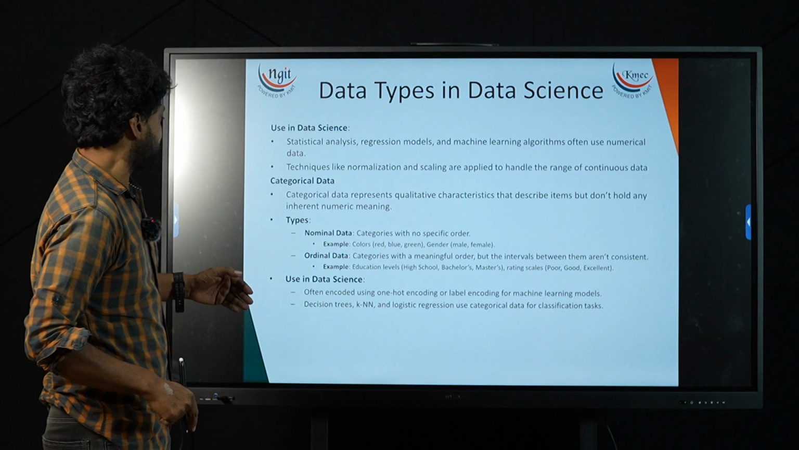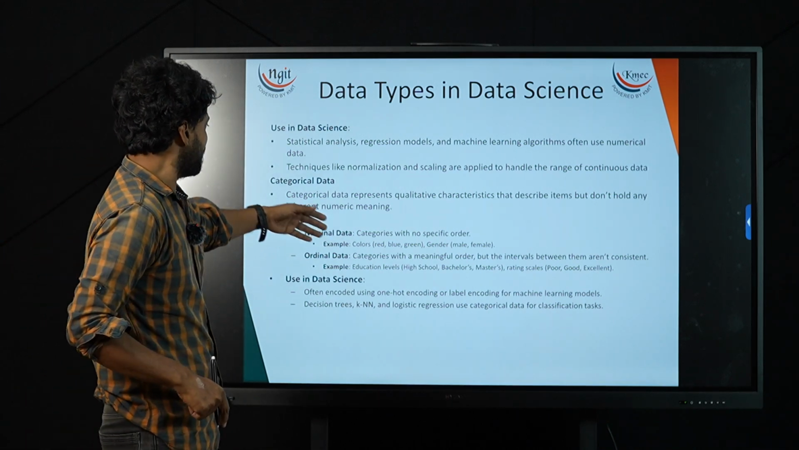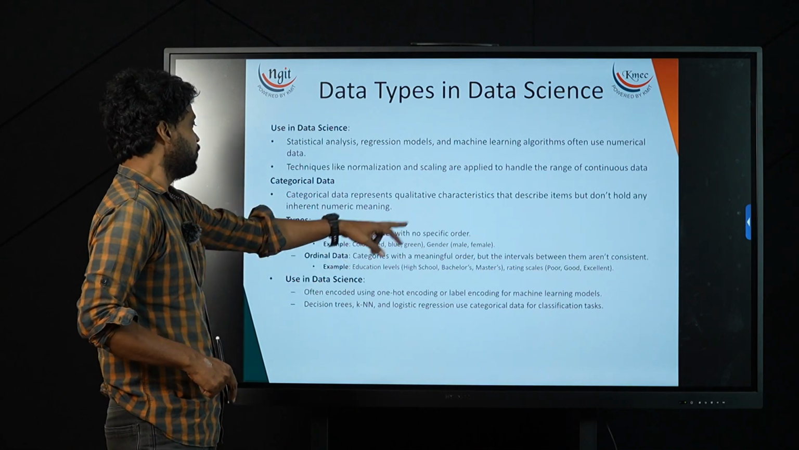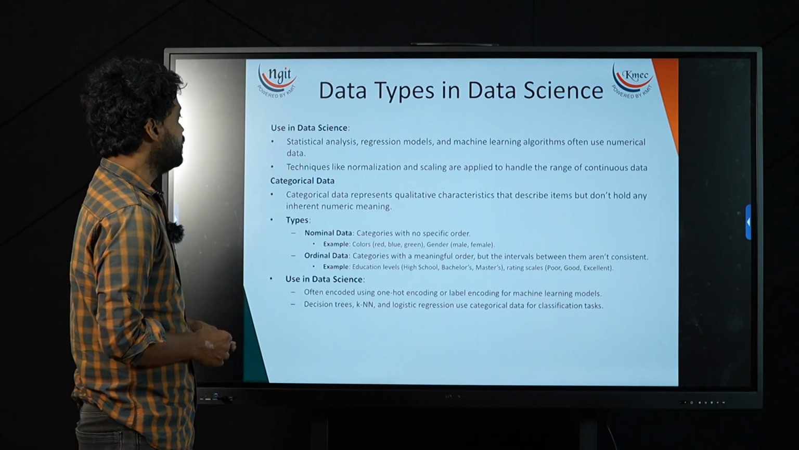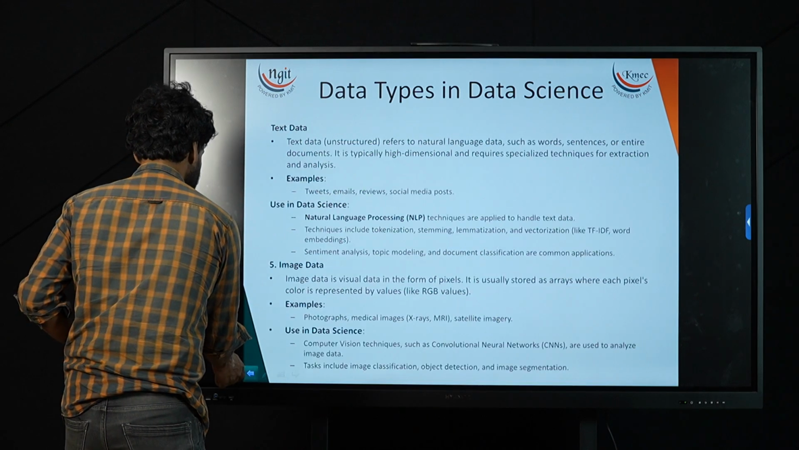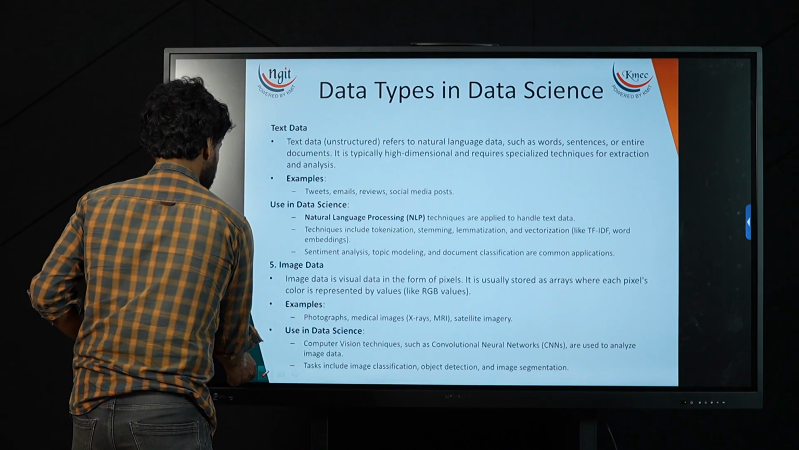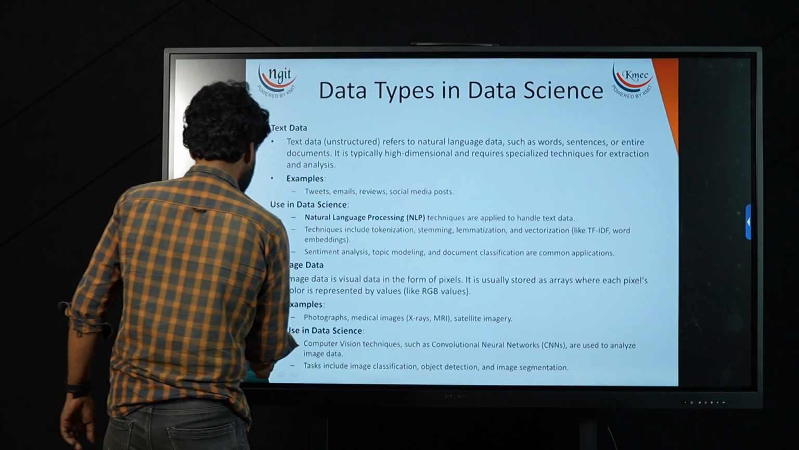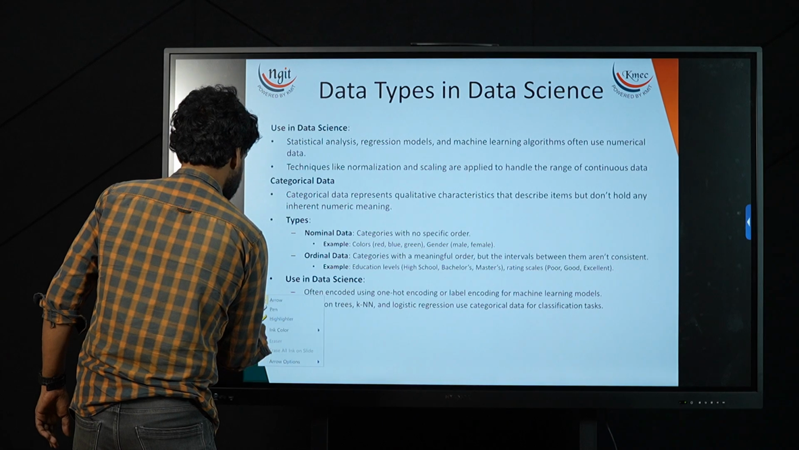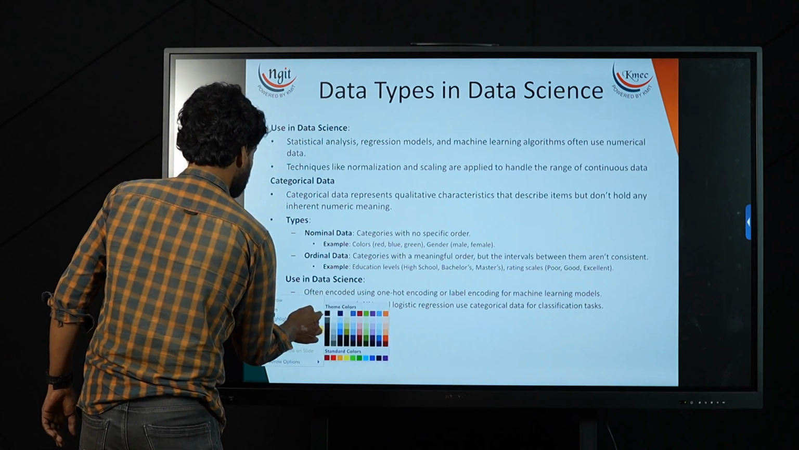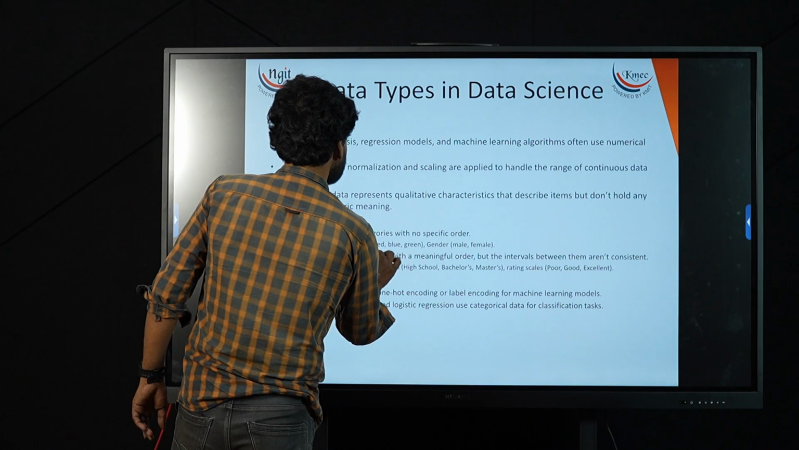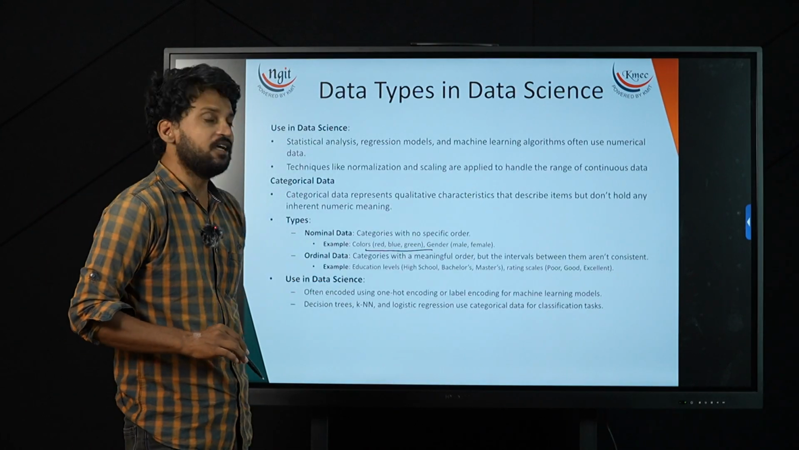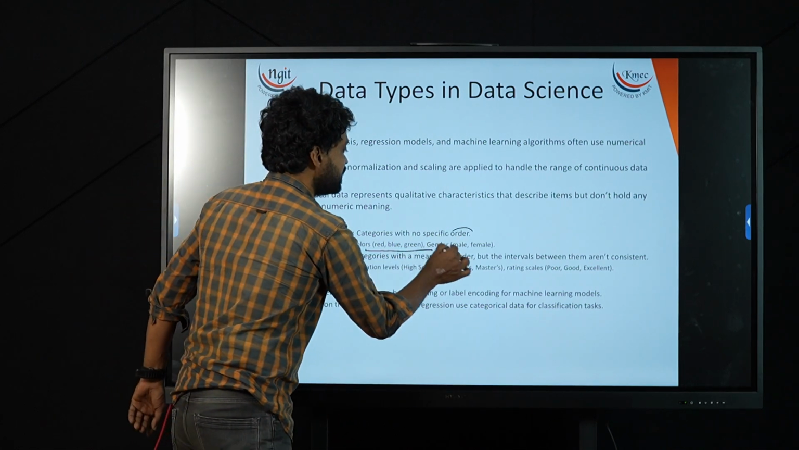Now, categorical data falls into two types. One is nominal data, one is ordinal data. What is nominal data? Categories with no specific order. There is no ordering at all here. So red, green, blue, there is no specific order. Gender, male or female, there is no specific order here.